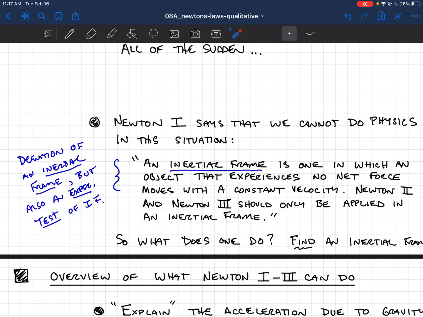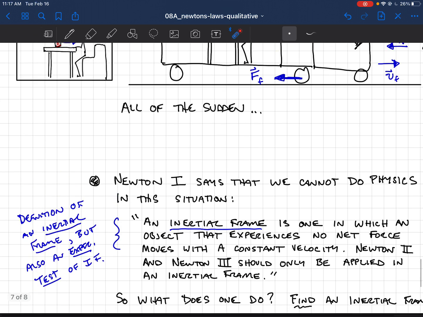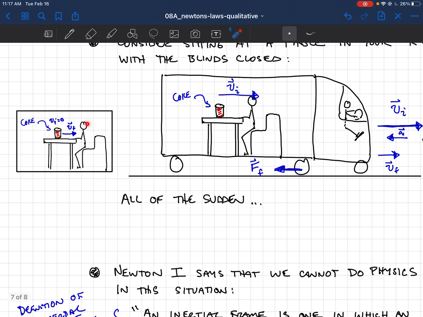And then the second part of Newton's first law says Newton's second law and third law should only be applied in an inertial frame. So we know what an inertial frame is now. We know how to test for it. You just put your object down on the table and make sure that it doesn't move on its own. If that's the case, then you can use Newton's second and third law. You can do physics. If it's not the case, then you can't do physics. So you, sitting inside the RV, are not allowed to use Newton's laws.